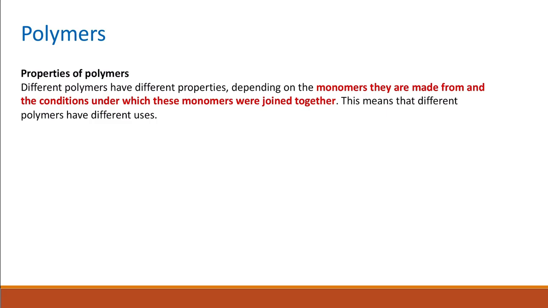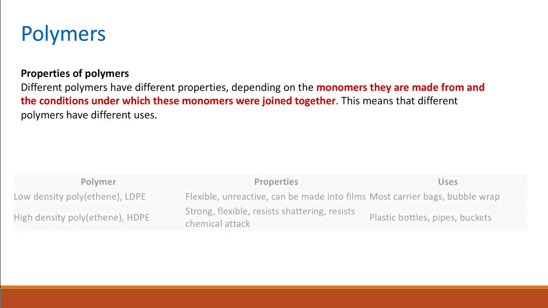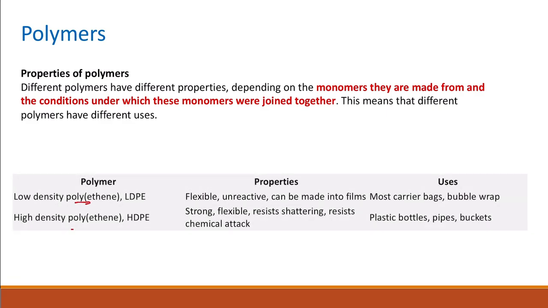Polymers, there are different types of polymers, and the polymers are different based on the monomers they are made from and also the conditions under which these monomers are joined together. So we have low density polyethylene polymers and we have the high density polyethylene polymers. They have different properties. Lower density ones are flexible and reactive and can be made into films. They are usually used to make carrier bags and bubble wraps.